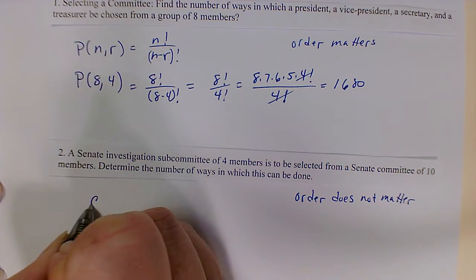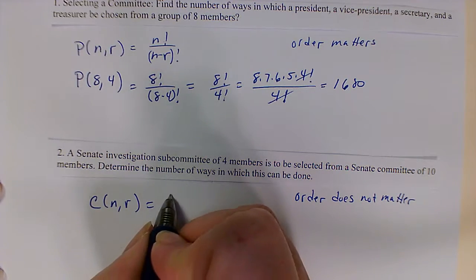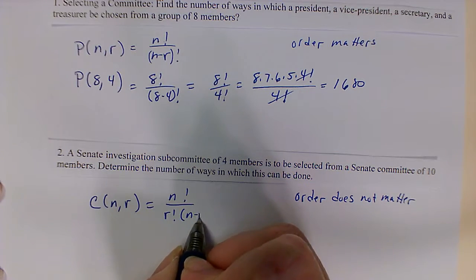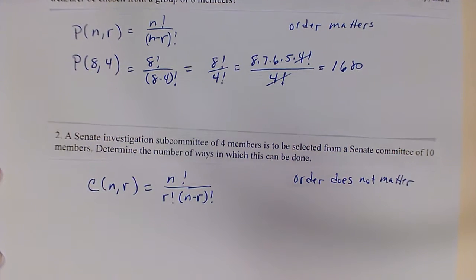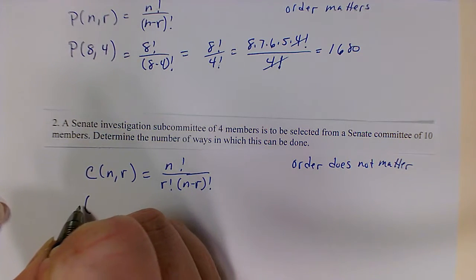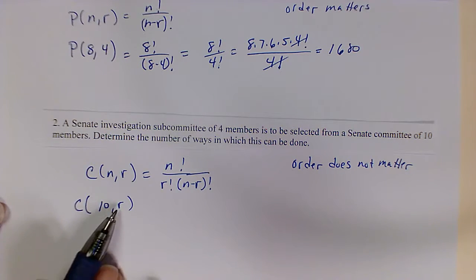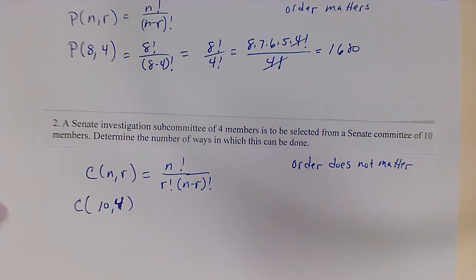So it's going to be C of N, R, which will equal N factorial over R factorial times N minus R factorial. In our case, our N is going to be 10 and our R is going to be 4. So it'll be C of 10 choosing R. So out of 10, choosing 4.